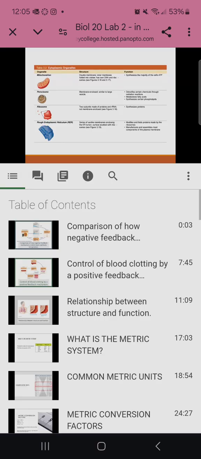And then everyone, this is a summary of the organelles that we have covered so far. So we have the mitochondria. I'm not going to read the structure. I'm just going to read each organelle and the function, the last column. Like we said, the mitochondria synthesizes the majority of the cell's ATP. Peroxisomes detoxify certain chemicals, and ribosomes synthesize proteins. The rough endoplasmic reticulum contains the ribosomes and modifies and folds proteins made by the ribosomes.